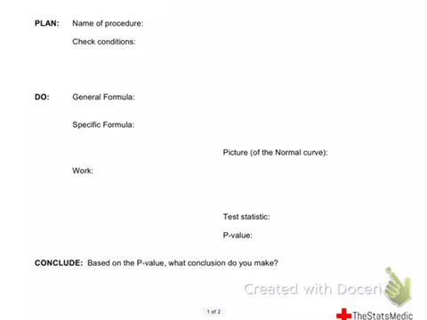All right, so now the do. We have our general formula, and whenever we were coming up with a general formula for a test, we always use what's called a test statistic. And the test statistic is basically your z-score, but we don't call it a z-score here. So we take our statistic that we calculated from our experiment minus the null, and we divide that by our standard deviation.